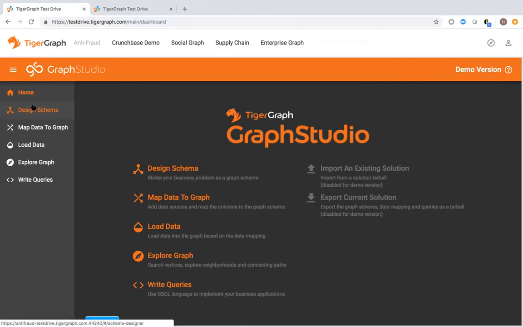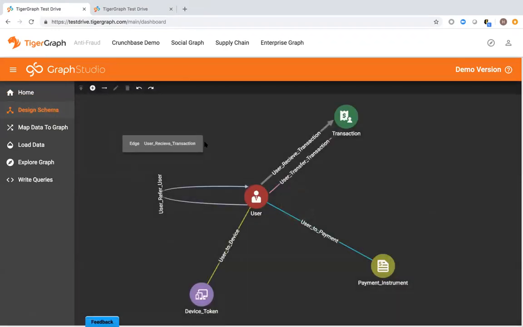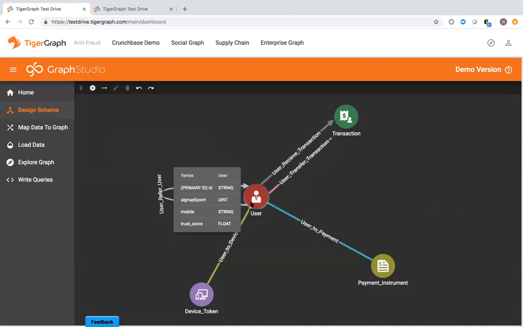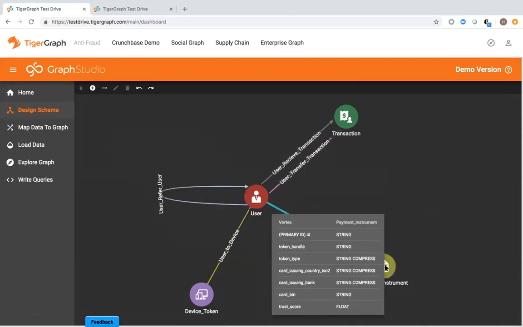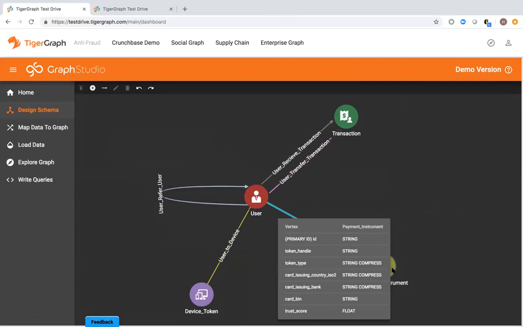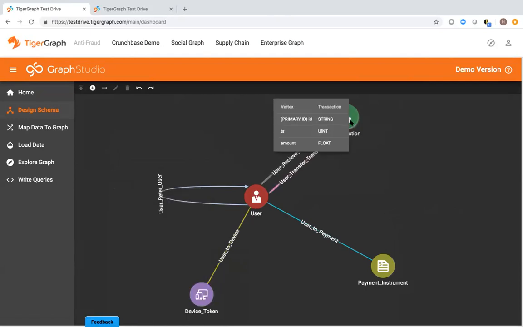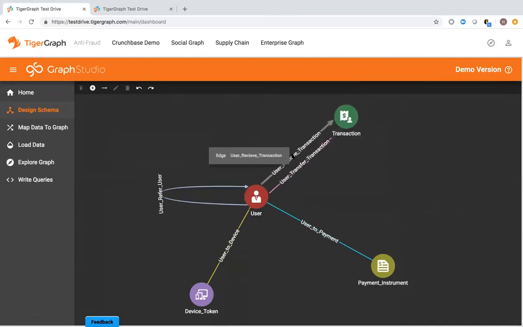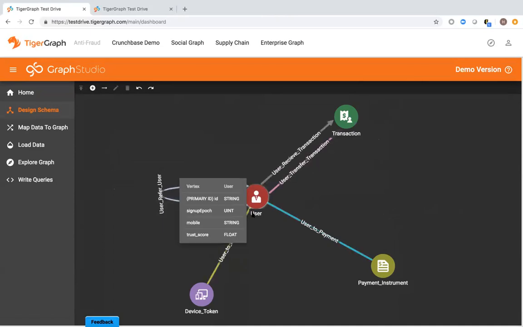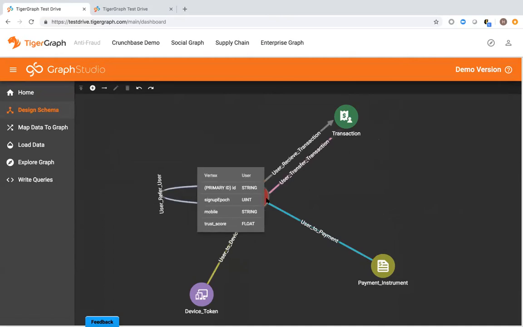Let's start by looking at the schema. We have 4 types of vertices: user; payment instrument, which can be credit card or phone; device token, which is the ID of the device that makes the payment; and the transaction. There are 2 types of edges between user and transaction. User can receive or transfer transaction. There is also a referral edge from user to user. A user can refer someone else into the network.